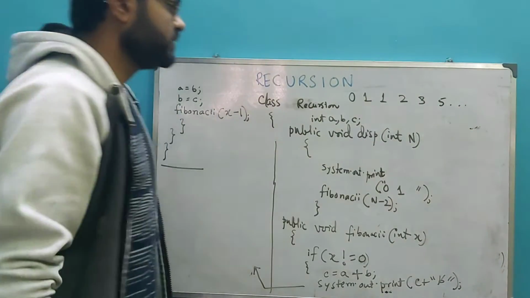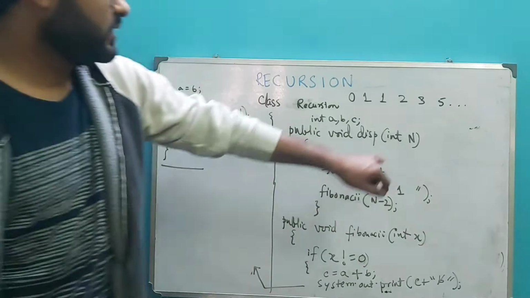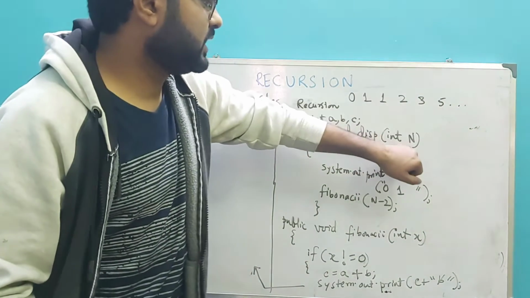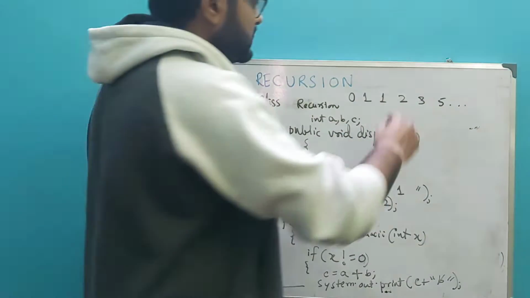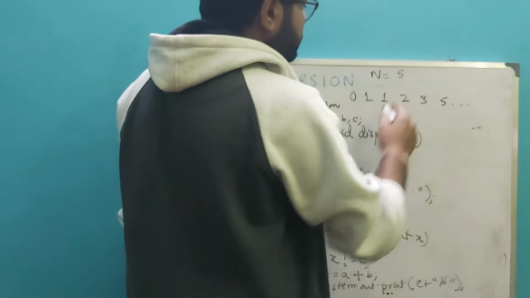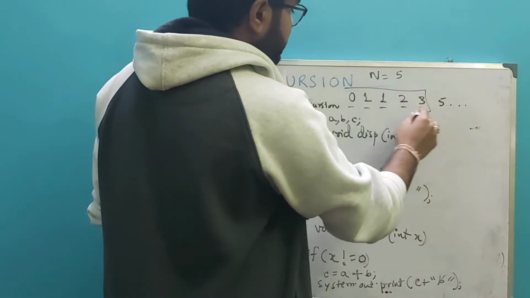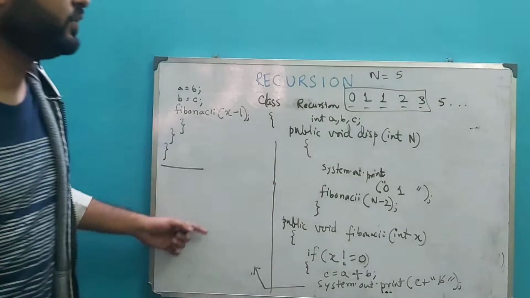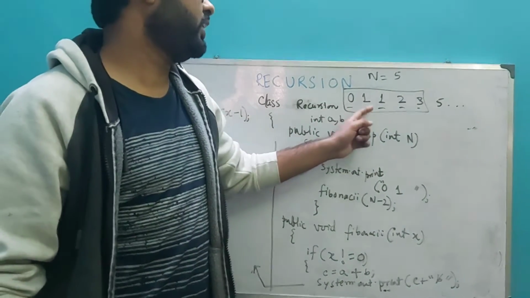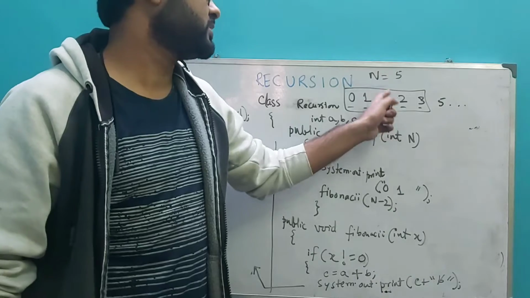So what is the purpose of this program? The purpose of this program is to print the Fibonacci series up to n terms. Suppose someone has given input n equals 5. So how much will be printed? 1, 2, 3, 4, 5. So this will be the output. In one line we have to print 0, 1, 1, 2, 3 separated by space.